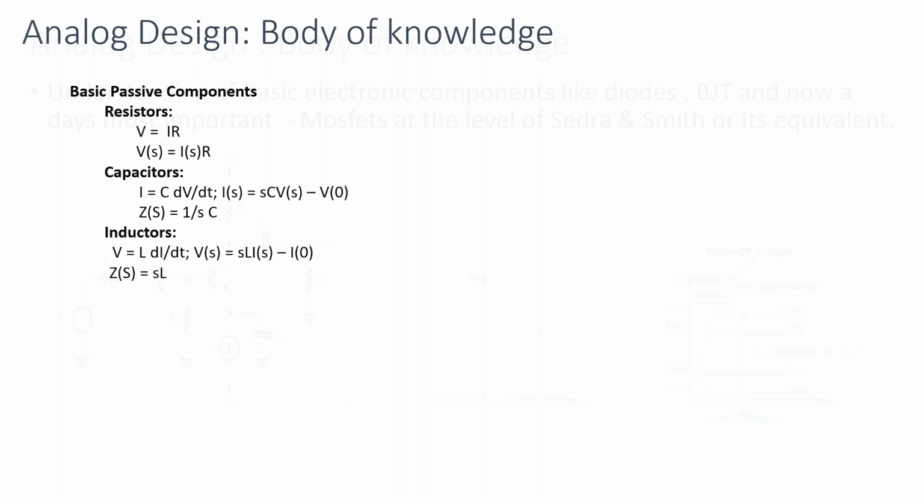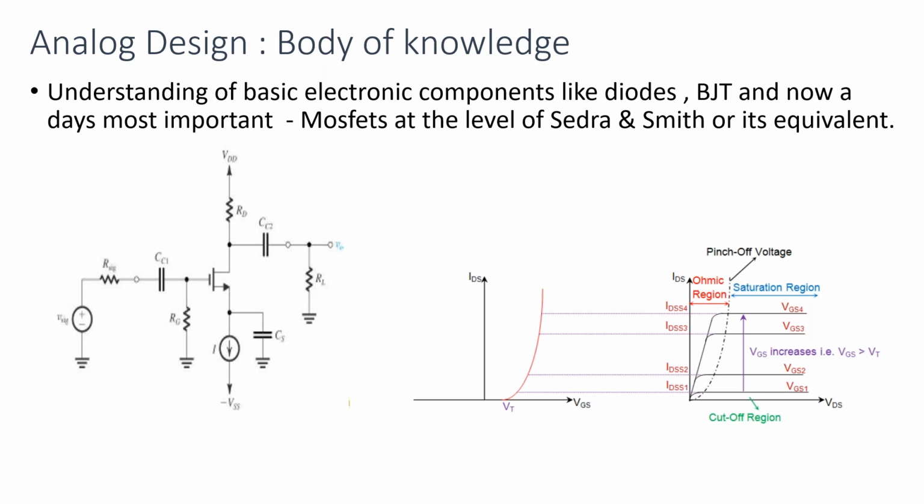Next, you should understand diodes, BJTs, and MOSFETs, particularly MOSFETs, because most of the chips these days are built on MOSFETs. So MOSFETs are important, but we do still sometimes use diodes and BJTs. So you need to understand this area. Typically, you will need the level of Sedra Smith or its equivalent.